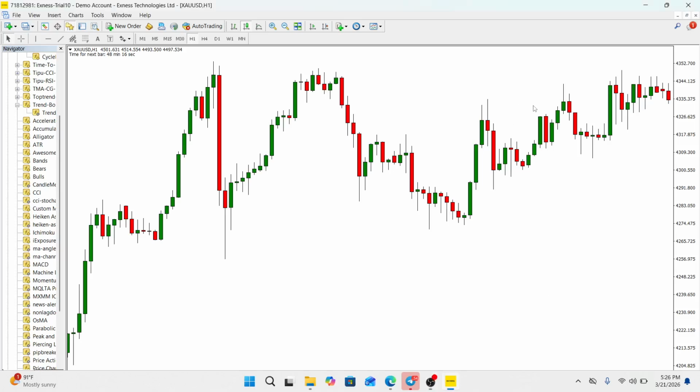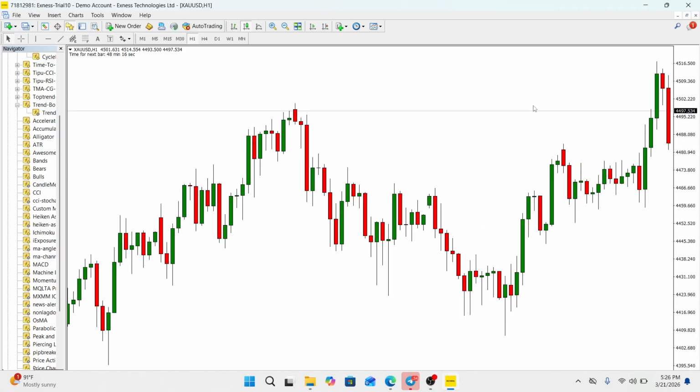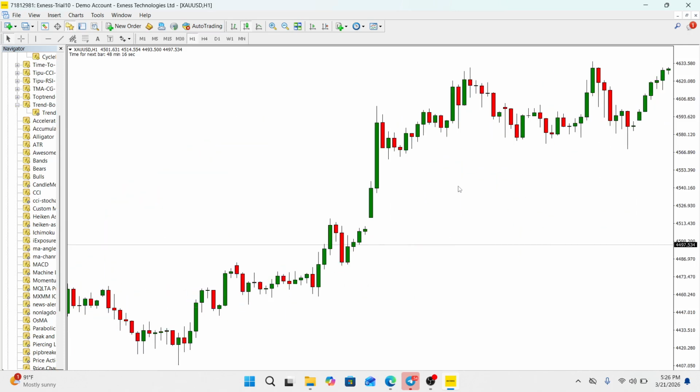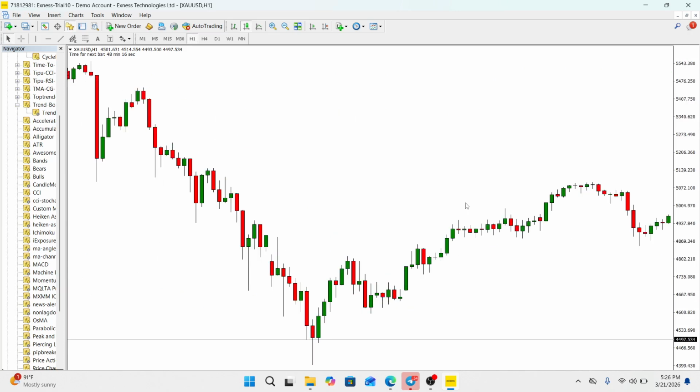Hello traders. In today's video, we're going to be talking about the Trend Bolt Mini Panel indicator for MT4. This compact dashboard shows trend direction across multiple time frames in a small on-chart panel, helping you confirm market momentum quickly without switching charts.